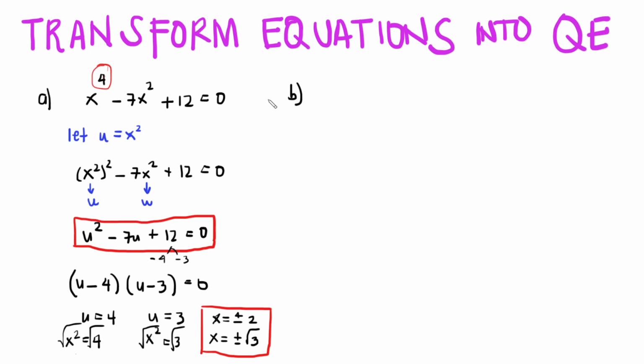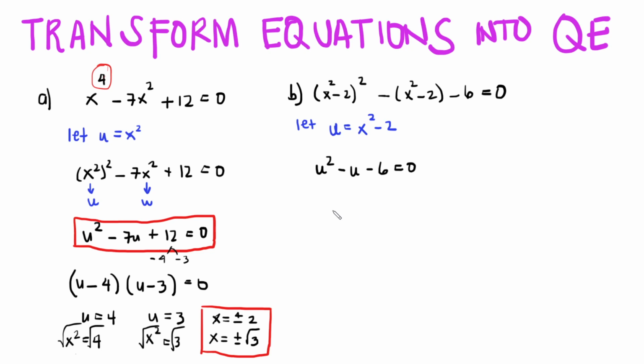So how about this one? x squared minus 2, squared, minus x squared minus 2, minus 6 equals 0. Okay, so as you can see in the given, it is not immediately visible that it is a quadratic equation. But again, we can let u be equal to the common expression, x squared minus 2. Since we let u equal x squared minus 2, we can rewrite this as u squared minus u minus 6 equals 0.